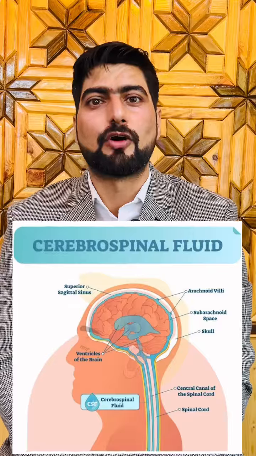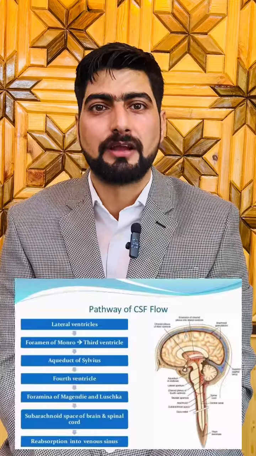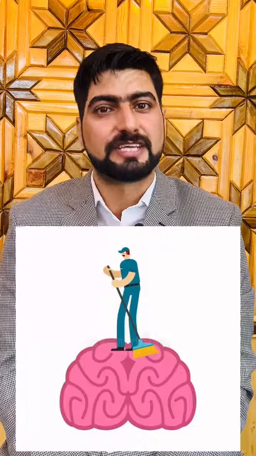So the summary of CSF is that it's a clear fluid present in the hollow spaces of your brain and spinal cord, produced from a special type of tissue called the choroid plexus, and then circulating through the ventricles of the brain. The functions are protection, nutrient supply, and waste clearance.